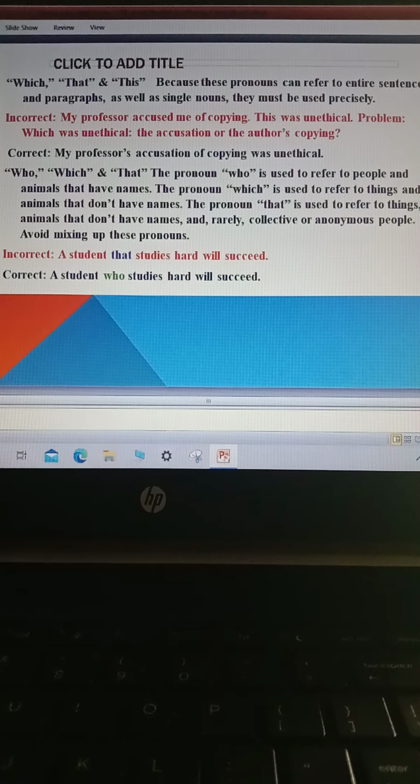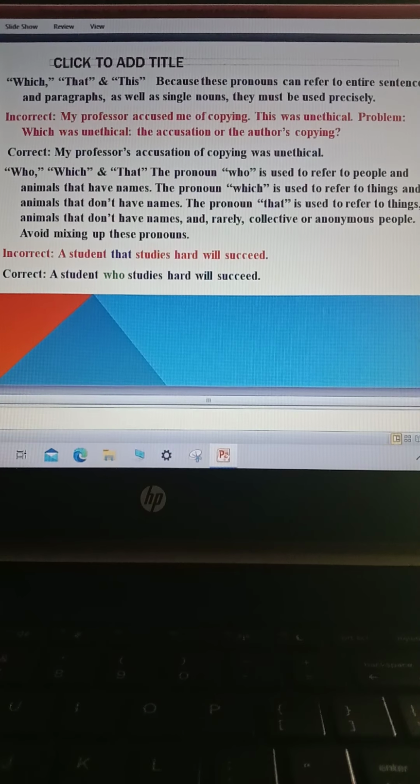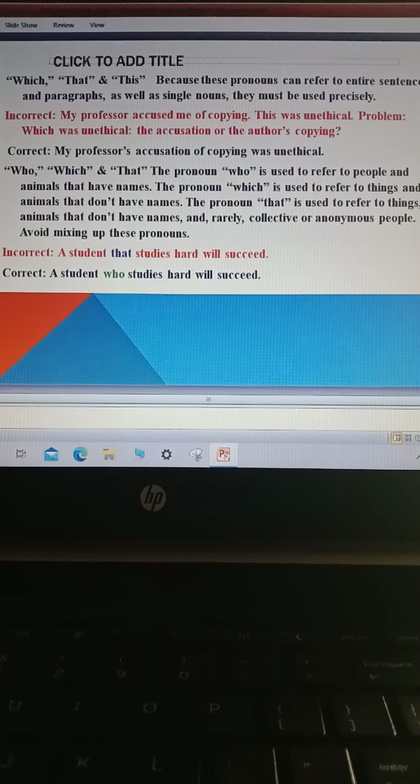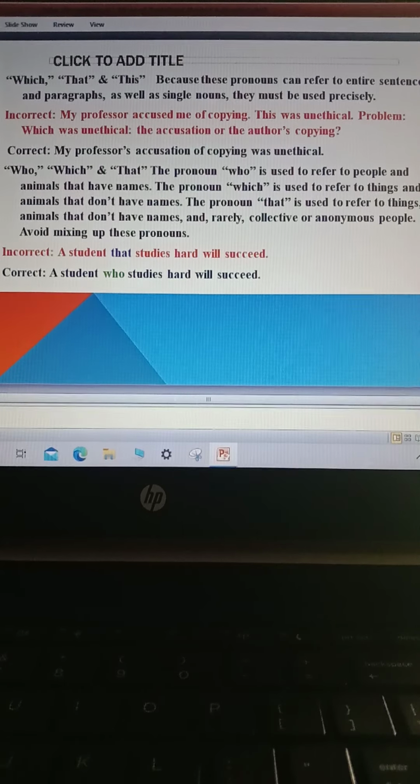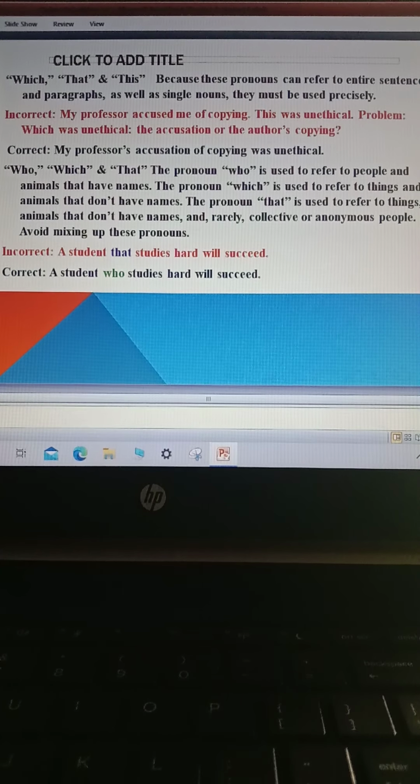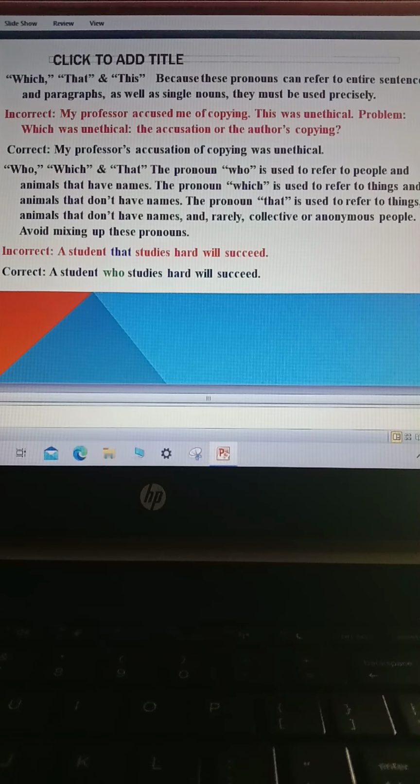The pronoun which is used to refer to things and animals that don't have names, that means which is used to refer to something material. The pronoun that is used to refer to things and animals that don't have names. We always use which and that alternatively. Then that is used to refer to things and animals that don't have names, and rarely collective or anonymous people.